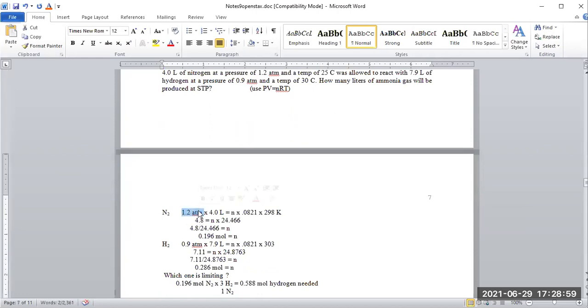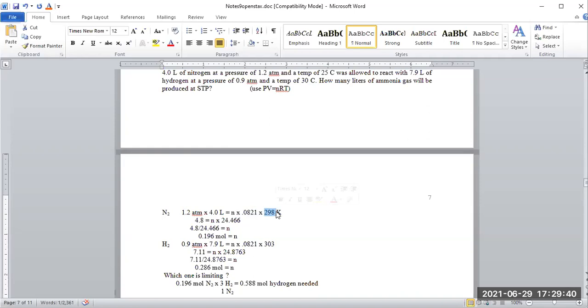P, 1.2 atmospheres. V, 4.0 liters. And n I don't know. 0.0821, that's my R value that doesn't change. And 298 Kelvin, because that's my 25 Celsius. Crunch my way through this. I end up with 4.8 on the left-hand side and 24.4 on the right-hand side. Finish your division. And I end up with 0.196 moles of nitrogen.